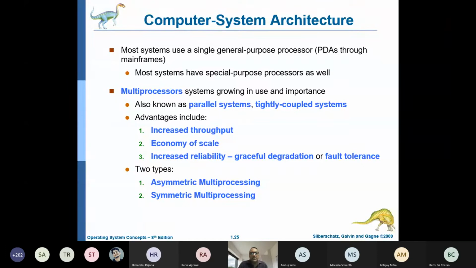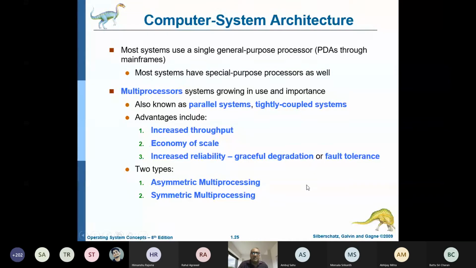In the case of asymmetric multiprocessing, sometimes some processors are specialized. As I mentioned, we have a floating point processor, which performs floating point operations very effectively. And there is some other processor which is specialized for performing certain tasks. So in asymmetric multiprocessing, based on the task or the programs, different jobs will be assigned to different processors based on the nature of the computation.